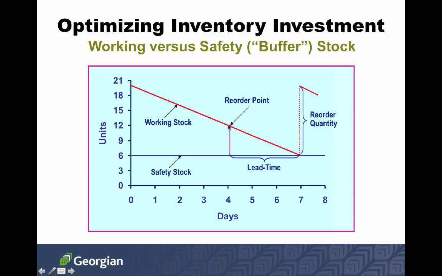Now, how many do I order? Well, look at this. My order is placed, but it takes 3 days to come in. So I order at 12, at day 5 I'm down to 10, at day 6 I'm down to 8, and at day 7 I'm down to 6. So I need to order 14 pieces, because by the time the order comes in I'm down to 6, and the 14 plus the 6 brings me back up to the best stocking level of 20, and the cycle begins again.